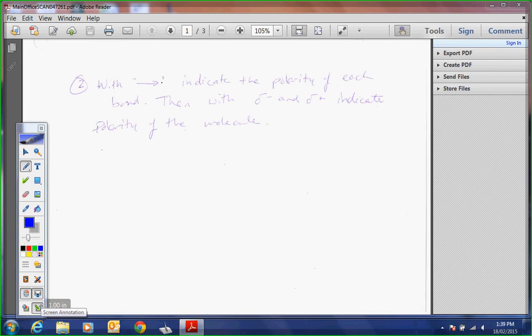Okay? So with arrows, which we'll learn how to use, indicate the polarity of each bond. With this funny symbol, which means relatively negative, and that funny symbol, which means relatively positive, indicate the polarity of the molecule. This looks like a little music note, kind of, and it is a lowercase d in the Greek alphabet, delta. It means partially, actually, is the official science word for it. So partially negative and partially positive. It is not an ion, so we can't just put negative positive. Okay? It is kind of negative.